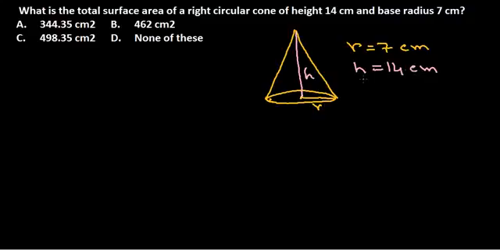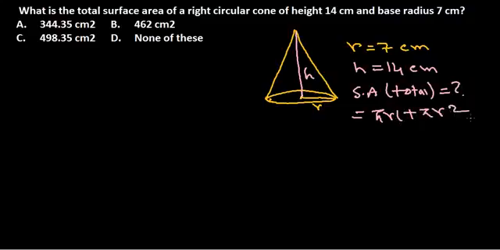And what do we need to find out? We need to find out the total surface area. Remember, there are two types of surface area: one is the total surface area, and the other is the curved surface area. So we need to calculate the total surface area in this case. Okay, so what is the formula? Usually the formula for the total surface area is pi RL plus pi R square, right?